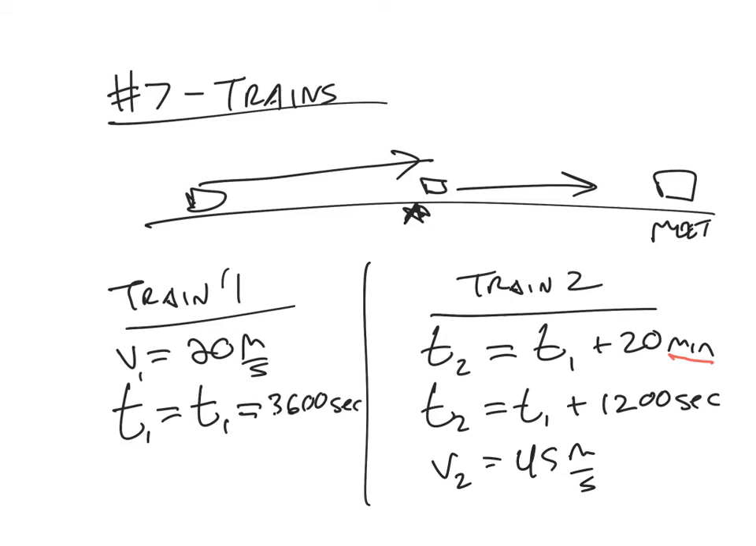All right. So hey, does that tell us the time for train 2? 1 hour 20 minutes. So it's 3600 seconds plus 1200 seconds equals 4800.